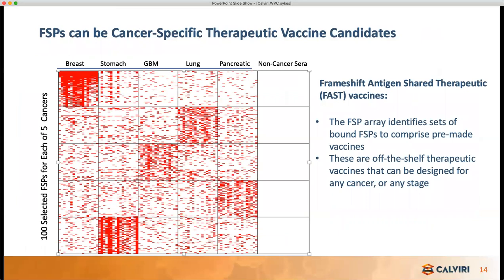So here, back out of preclinical now into clinical, some human work. Here's exactly the same data I showed you, but I want to demonstrate to you by pointing out a few spots here that these can be used as therapeutic vaccines. So all of the breast cancer specific diagnostic peptides are candidates for potentially protective therapeutic vaccine. And these would be off the shelf, so they would be pre-made. So we call them our FAST vaccines, for frameshift antigen shared therapeutic. So these would be much faster for production and less expensive for production than the personalized cancer vaccines.